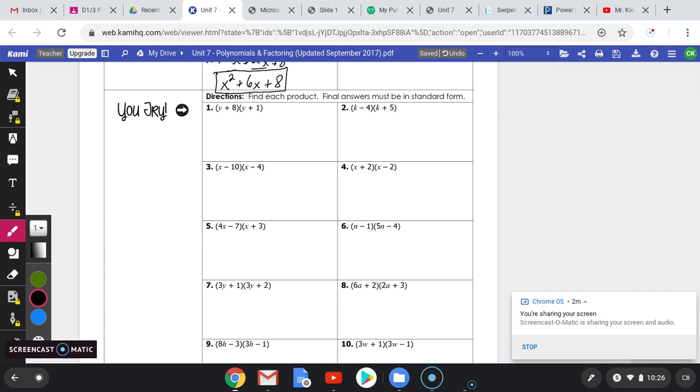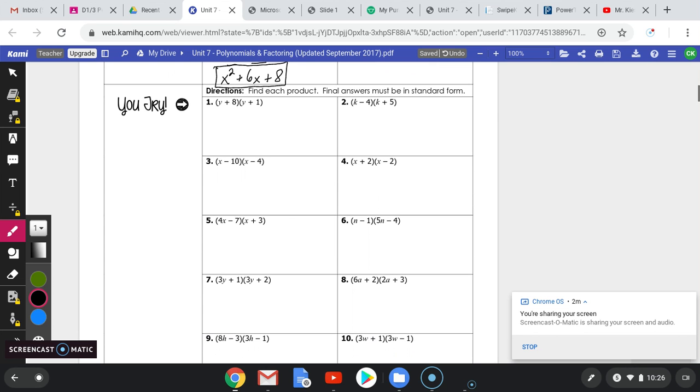So let's just look at a couple. I'm not going to do all of these here, obviously. Let's look at number 2. We do the first terms here, multiply those two: k times k, k squared. Then k times 5, which is 5k. Then we have negative 4 times k, which is negative 4k, and negative 4 times 5 is negative 20. See if you can combine anything, which I can, these two right here. So I'm left with k squared plus k minus 20. And that's it.